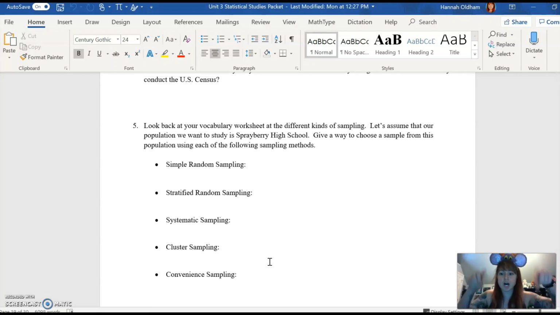So let's talk about sampling. Now I've got hands back, I can actually talk about the different kinds of sampling. So, vocabulary worksheet, we talked about this when we did the vocab in class. So let's assume our population we want to study is Sprayberry High School, which for most of us it is. So let's choose a way to do a sample from the following. We've already determined that actually doing a census of the school is near impossible.